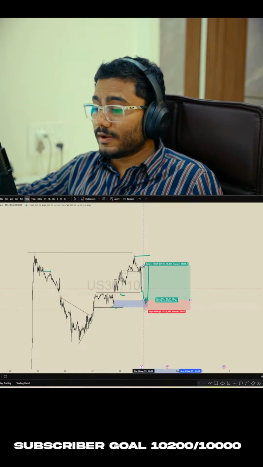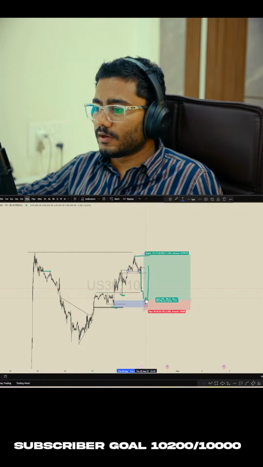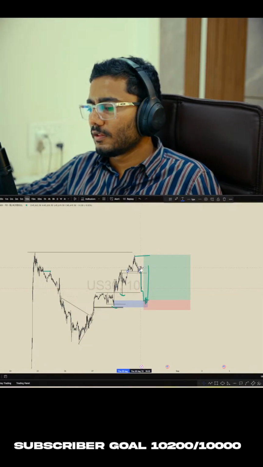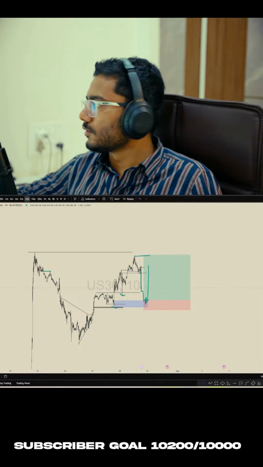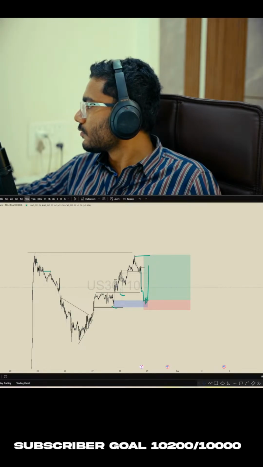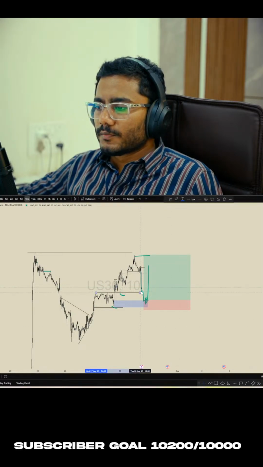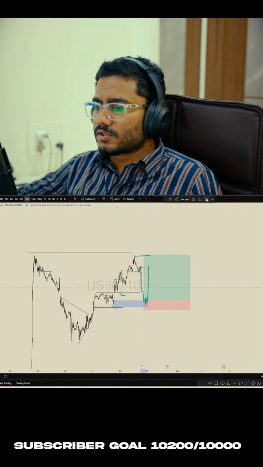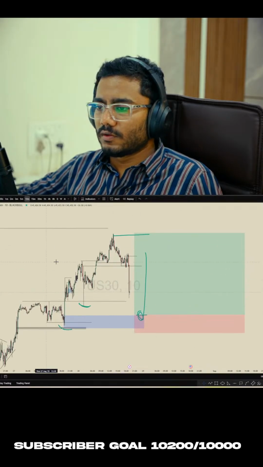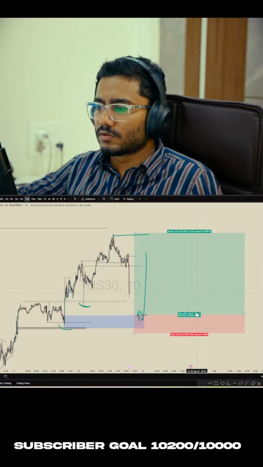Don't enter in FOMO. Wait for price to stop at our order block and wait for price to engulf. Wait for the engulfing and then look for entry. Because the structure is still going to the upside and we have this huge imbalance where price can fulfill this imbalance. Already price has created this low.